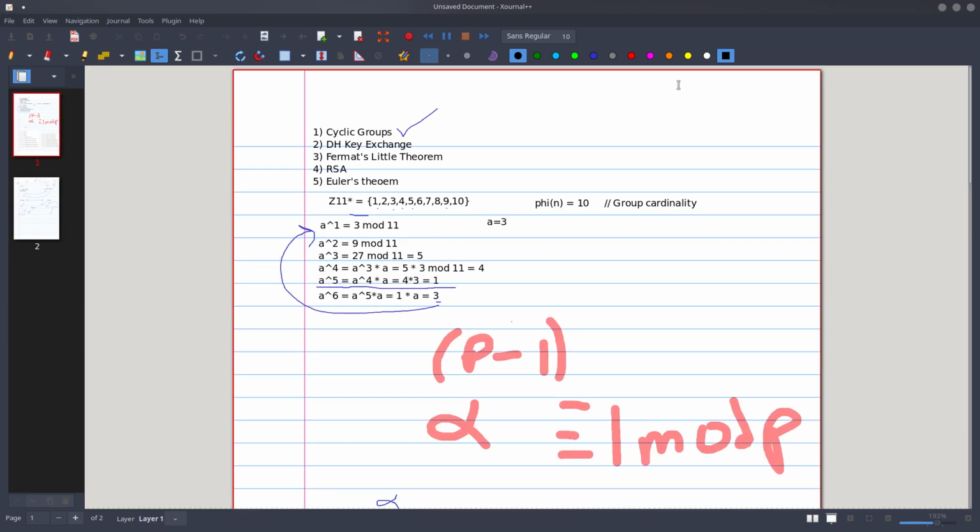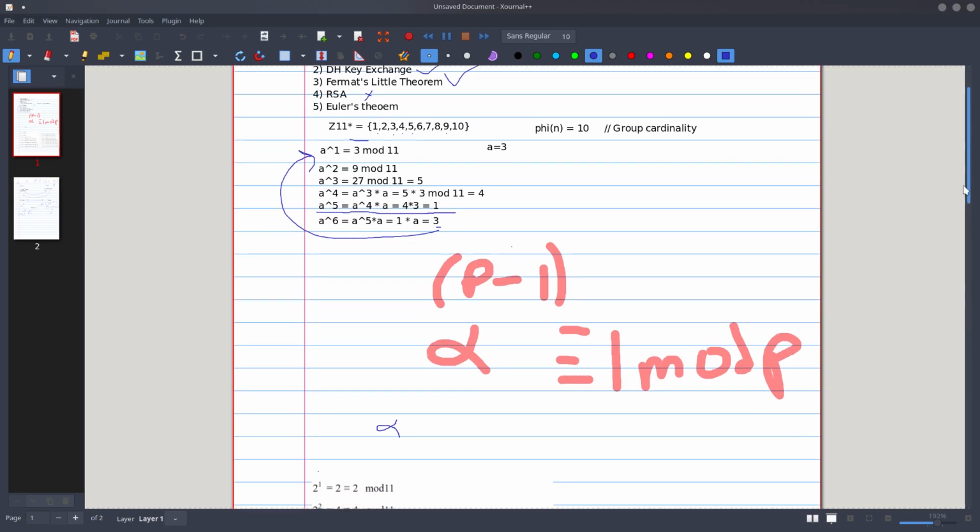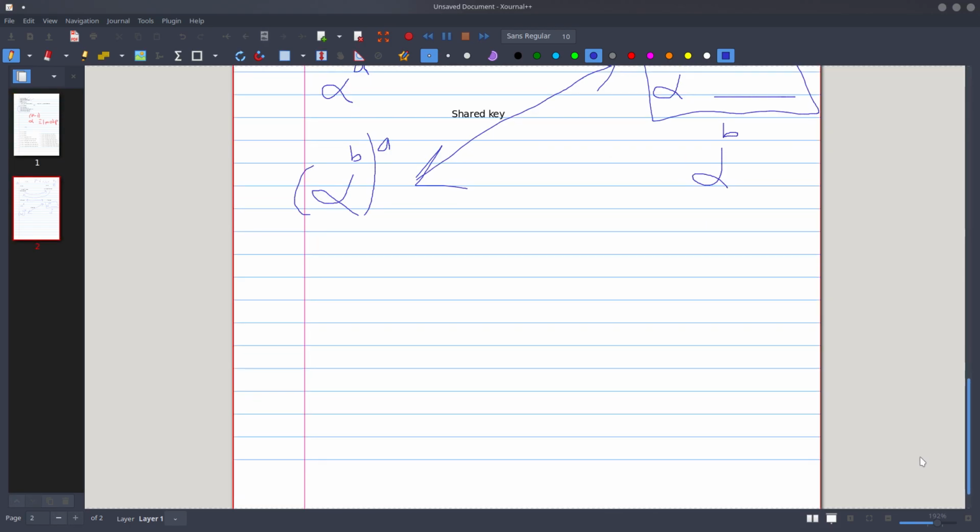Okay, so we covered cyclic groups, we covered the Diffie-Hellman key exchange, we covered Fermat's little theorem, kind of. Not really, but I think as long as you understand that it just describes a cyclic group, that's enough. Now let's talk about RSA. I'm not going to actually do an example. You can do that in your own time if you'd like. It's not too difficult anyway.